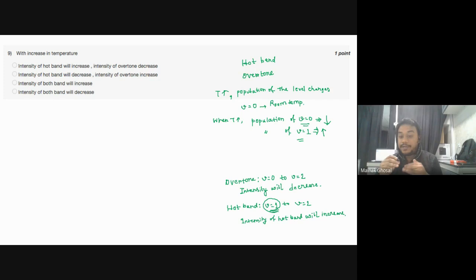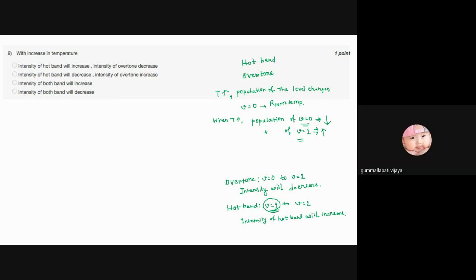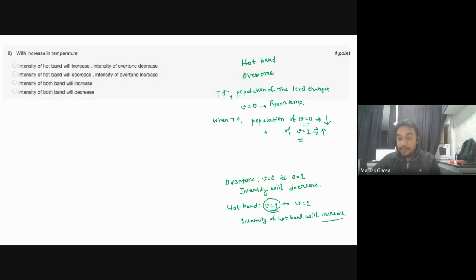The same thing for overtone. Suppose for overtone you have the transition from V equals to 0 to V equals to 2 state. Your population in V equal to 0 is decreasing, so intensity is decreasing, since there are fewer molecules in the V equal to 0 state. Now, when you are giving temperature, there are more molecules in the V equal to 1 state, and hot band transition occurs from the V equal to 1 state. So your intensity will always increase, because you are creating more molecules in the V equal to 1 state.